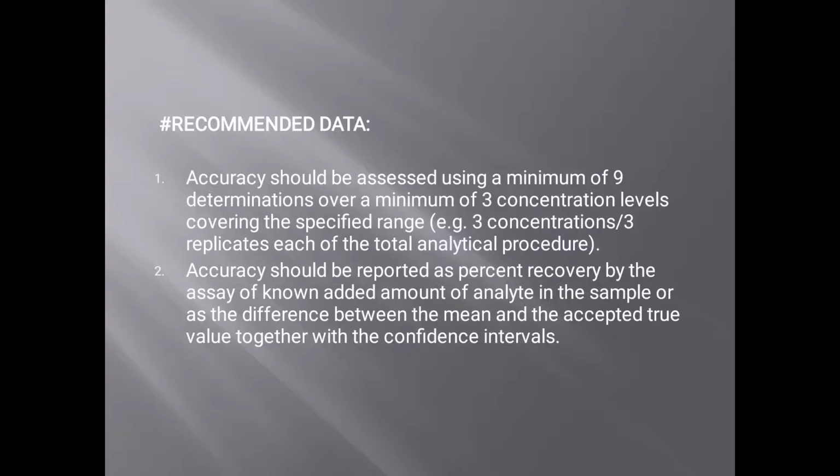The next is recommended data. Accuracy should be assessed using a minimum of 9 determinations over a minimum of 3 concentration levels covering the specified range, that is 3 concentrations, 3 replicates each of the total analytical procedure. Then accuracy should be reported as percent recovery by the assay of known added amount of analyte in the sample, or as the difference between the mean and the accepted true value together with the confidence intervals.